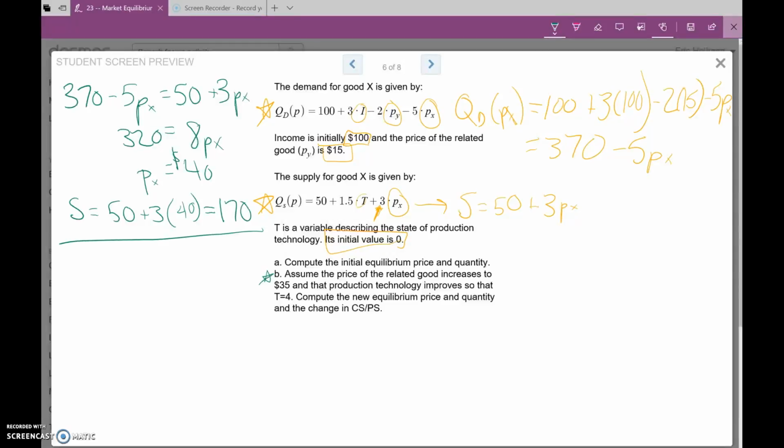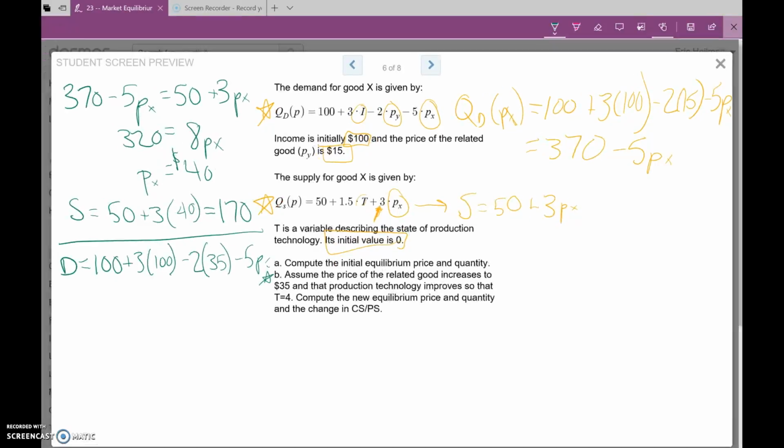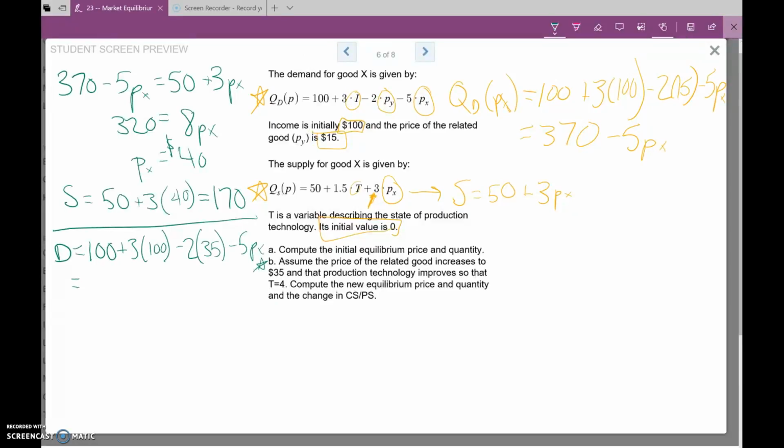So if we go back to our original demand function, income is still 100. Income is still going to be $100. That's not changing, so you get 3 times 100. PY is now going to be 35 instead of 15. So the new demand function is going to be 100 plus 300, which is 400, minus 70. So we're going to get 330 minus 5 px. So this is like an inward shift of the demand curve.